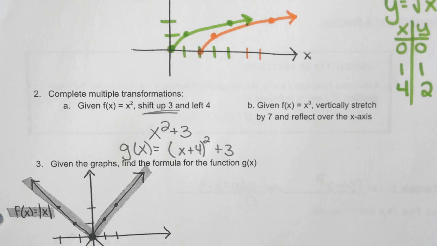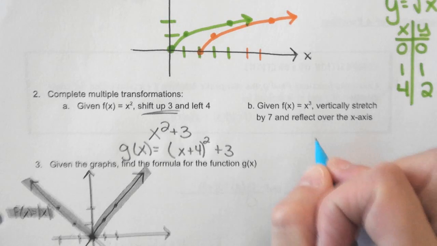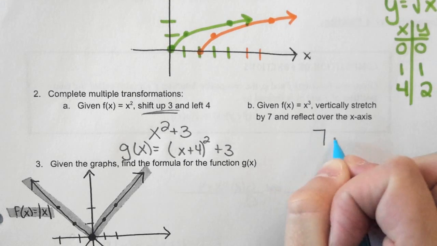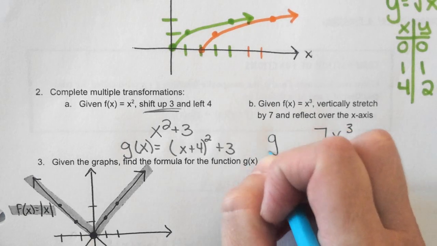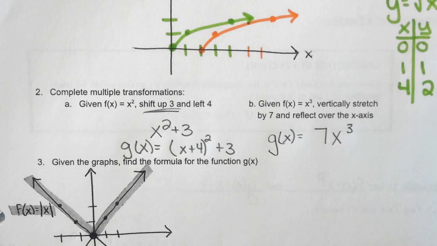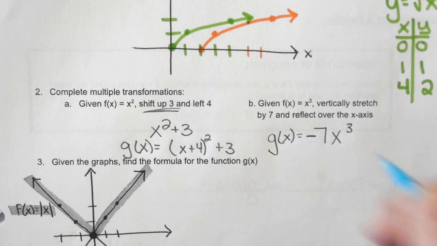Next one, we want to vertically stretch by 7. Let's do that first. So I'm going to take 7 and I'm going to multiply it to x cubed. Again, because it's vertical, it goes out front. Now I'm going to read the second part. I also want to reflect over the y-axis. Is that going to impact x or y? It's going to impact y. Remember, it impacts the opposite variable. And so if it's impacting y, it impacts all of what y is equal to, so it switches all the signs. So I go from a positive 7x cubed to a negative 7x cubed. Good?